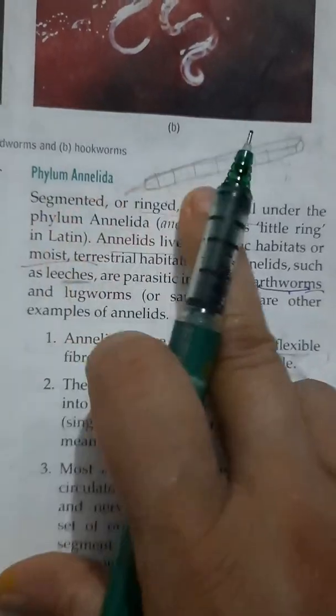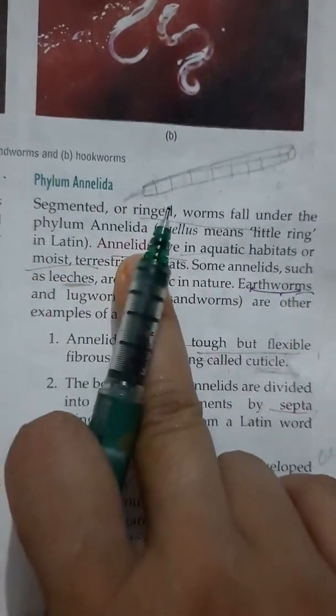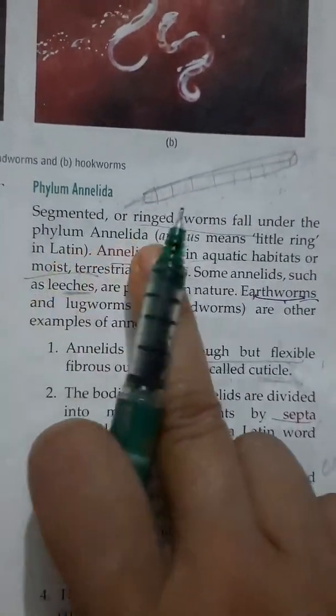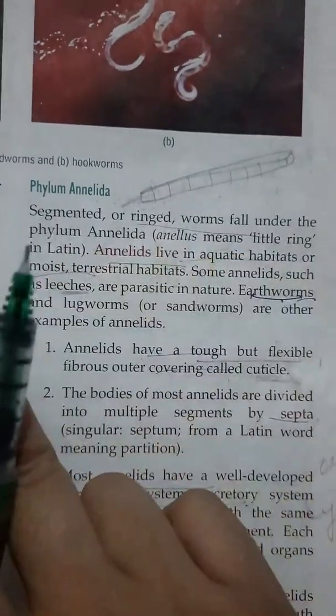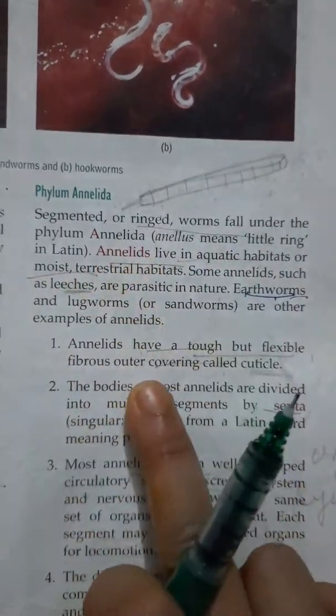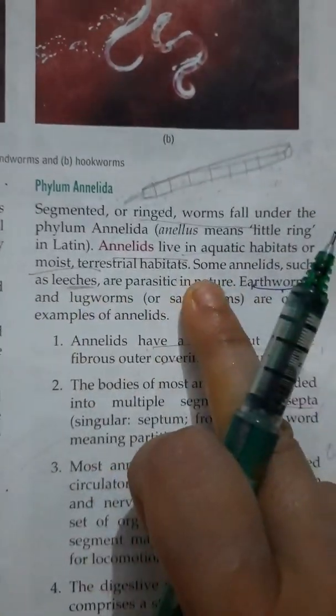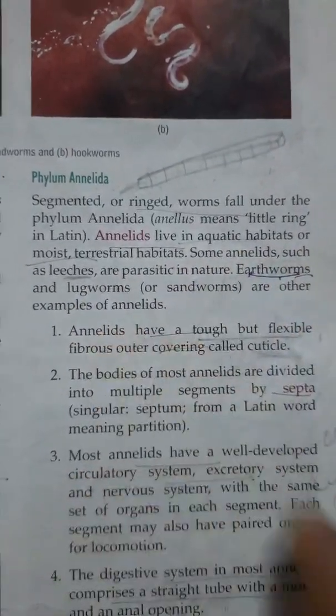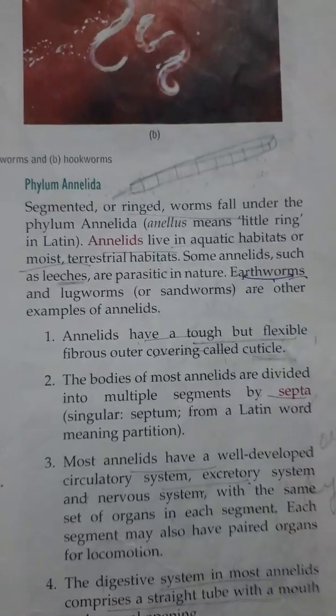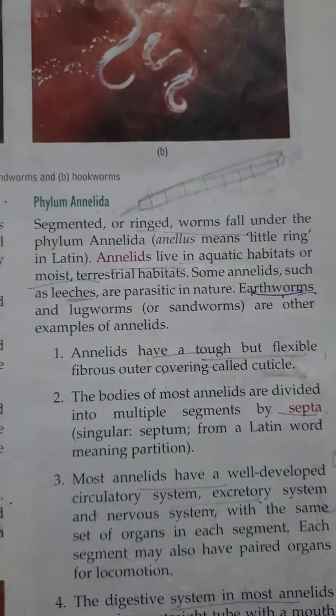Next is Phylum Annelida. Segmented worms or ringworms come under this Phylum Annelida. They live in aquatic habitats or mostly in moist places in terrestrial habitats. Some annelids are leeches, which are parasitic. Earthworm and lugworm are other examples of annelids. So if you have seen an earthworm, you can easily write their characteristics.